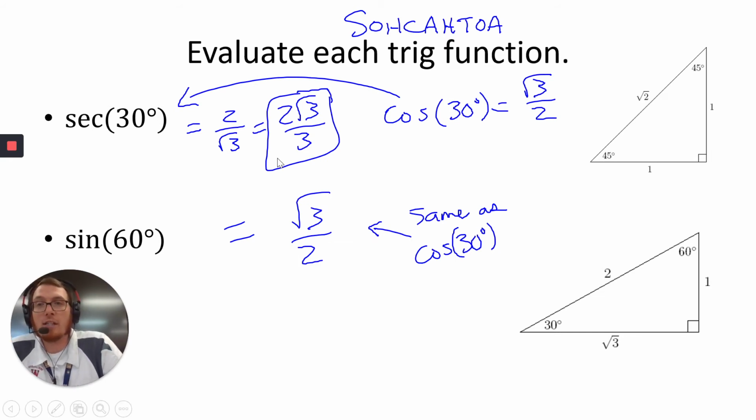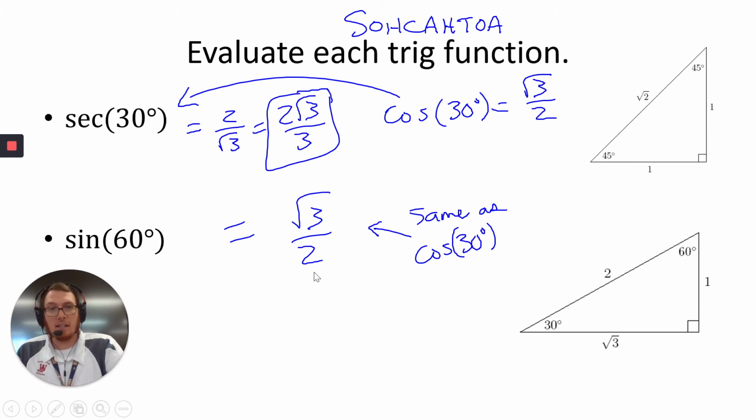The next question says find secant of 30. Now, secant of 30 is a little bit more challenging because SOHCAHTOA doesn't deal with secant. Well, you have to know secant's reciprocal is cosine. So when I'm looking at these questions, I'm just going to find cosine and flip it. So here's 30 degrees. Cosine would be adjacent, which is root 3, divided by the hypotenuse, which is 2. And then I flip it. So 2 over root 3 to find secant, and then rationalize it.